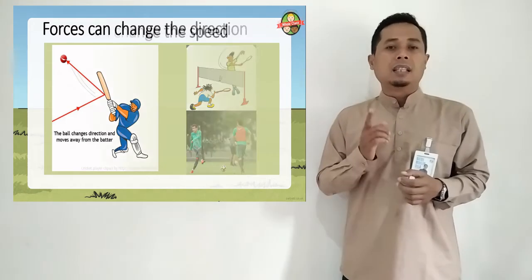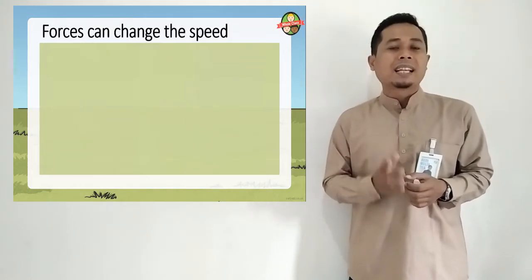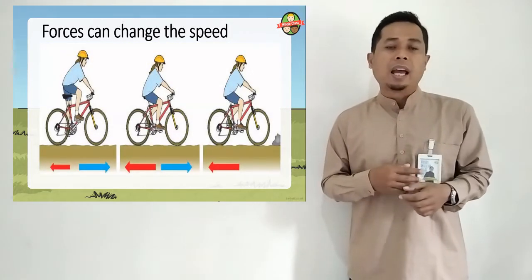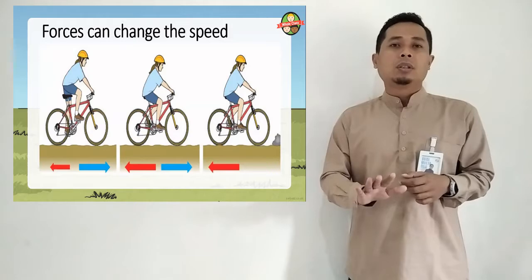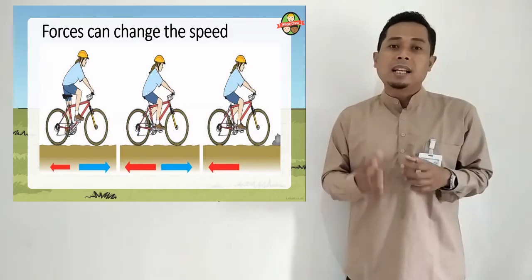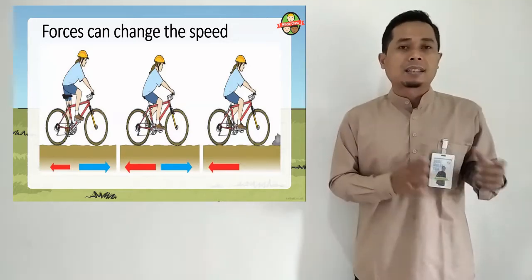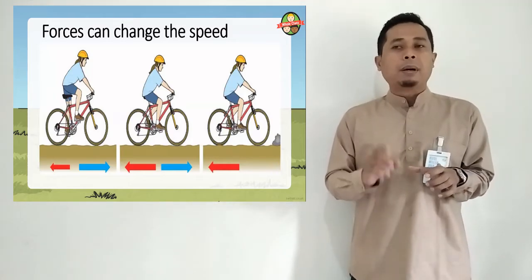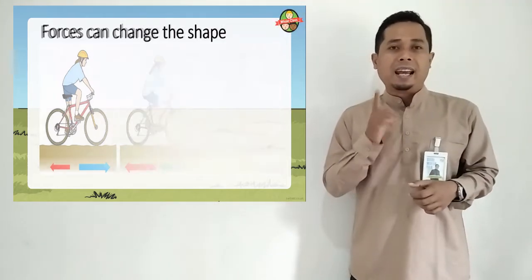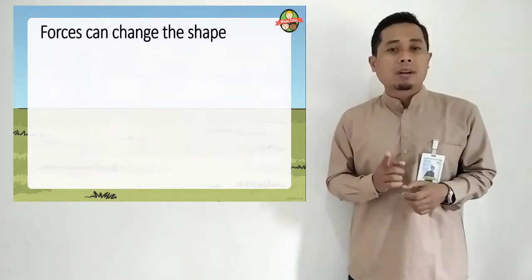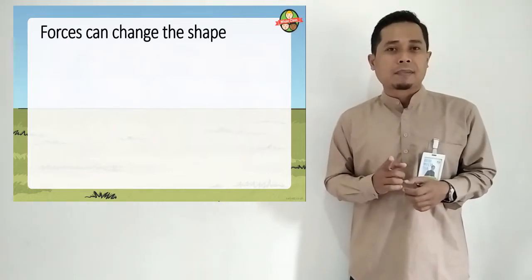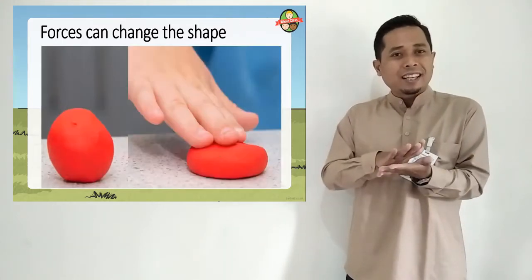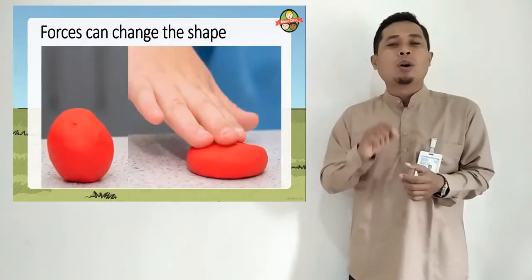And then the next effect is forces can change the speed. When you are riding your bicycle and you push the pedal harder, automatically the bicycle will move faster. Or you push the brake. When you push the brake, the bicycle will move slower. And the next effect is forces can change the shape. It happens, for example, when there is a clay, you push the clay and the shape of the clay will change.